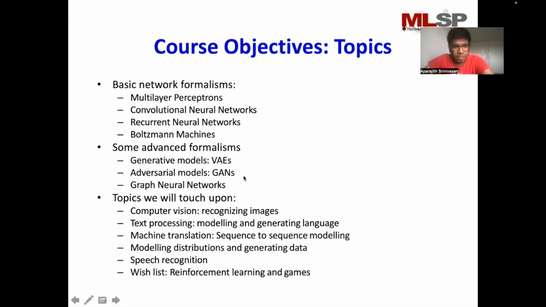Moving on to topics, we'll be covering multi-layer perceptrons, which are basic neural networks, convolutional neural networks, which are neural networks for images, recurrent neural networks for speech, Boltzmann machines, which are loopy networks, and some advanced formulations: generative models, adversarial models, and graph neural networks. Don't worry if these terms don't make any sense. At the end of this course, they will.